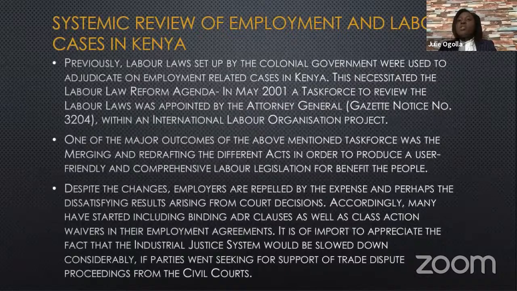Of course, we see that even when we borrow a system of law or a type of legislation, we ensure that it particularly fits the Kenyan situation. For example, we know the Constitution of Kenya was borrowed heavily from the Constitution of South Africa, while particularly fitting the Kenyan situation. So there was the labor law reform agenda, and this task force was mainly looking at how to make these laws suit the Kenyan situation. And one of the main outcomes was trying to ensure that the different acts are harmonized and that they are friendly and comprehensive, fit and benefit the people of Kenya.